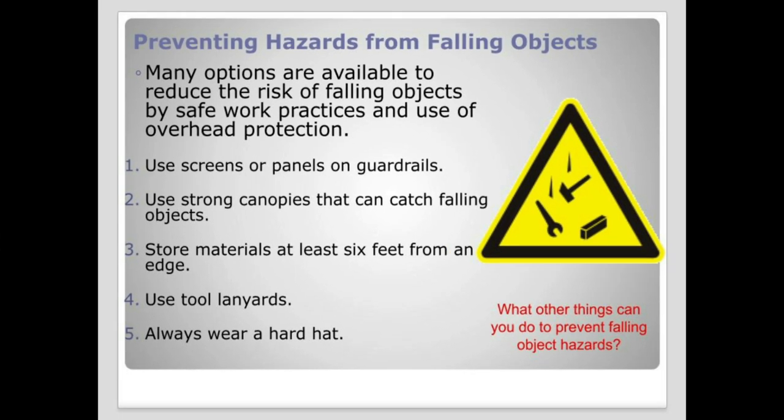Preventing hazards from falling objects. Many options are available to reduce the risk of falling objects by safe work practices and use of overhead protection. 1, use screens or panels on guardrails. Use strong canopies that can catch falling objects. Store materials at least 6 feet from an edge. Use tool lanyards. Always wear a hard hat. What other things can you do to prevent falling object hazards?